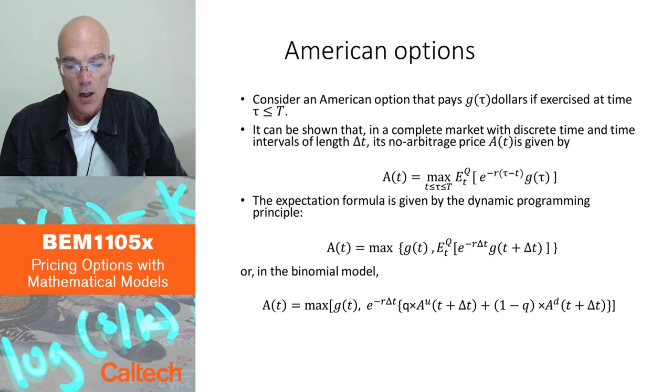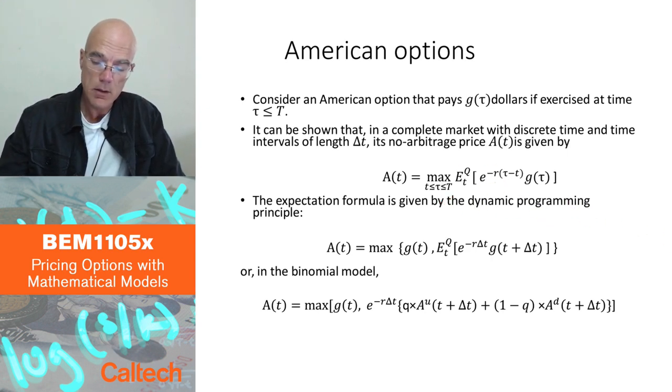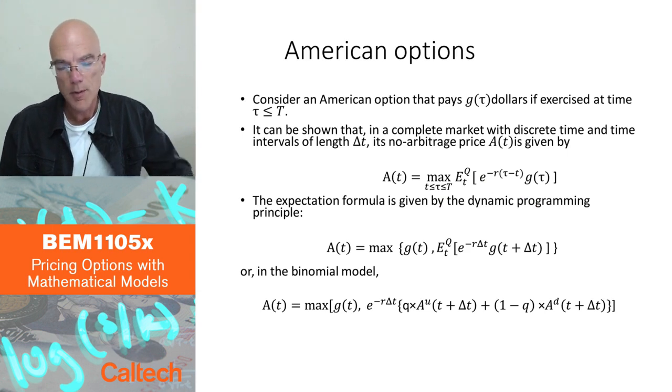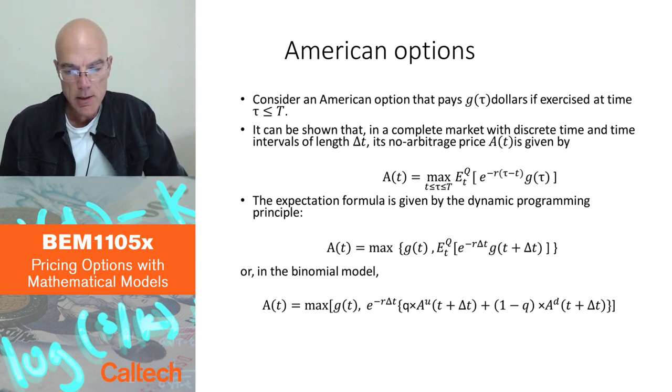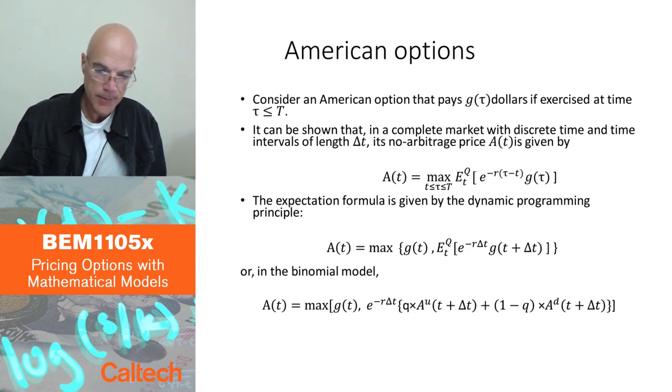All right. So there is something called the dynamic programming principle, DPP, for these types of problems, stochastic optimal control, optimal stopping problems. In this version, it can be written like this.